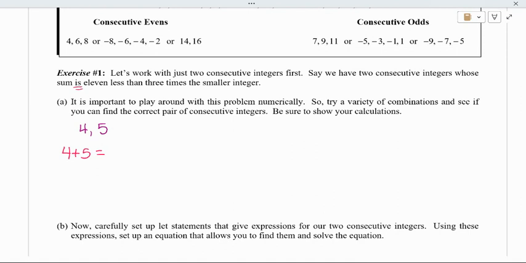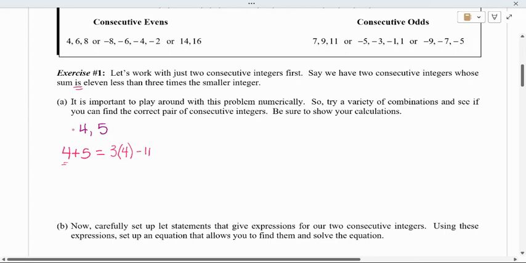So what's that going to look like? Which one is the smaller number, Owen? Within that equation, it looks like 3x minus 11. Well, we know what our numbers are. So instead of 3x, we're going to use 3 times 4, because that's our smaller number, minus 11. We're just trying this, kind of doing a guess and check. So 4 plus 5 is 9, and 3 times 4 is 12, minus 11. That means that 9 equals 1. Is that true? No, it's not true. So this one doesn't work.